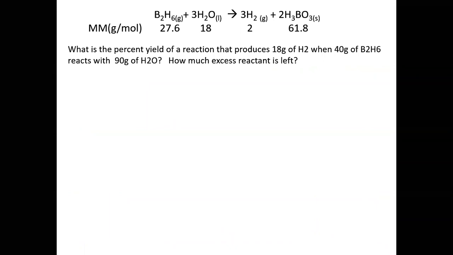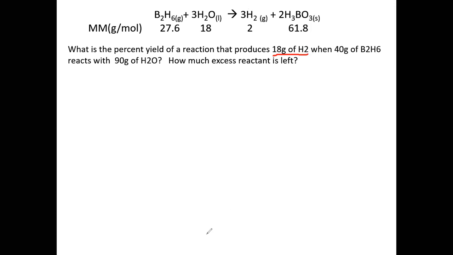So we'll look at one more example of percent yield, and then I have another problem which is a little bit of a derivation off the normal percent yield problem after this one. So here we have this reaction with B2H6 and water that produce hydrogen gas and boric acid. We want to know what's the percent yield of a reaction that produces 18 grams of hydrogen when we use 40 grams of B2H6 and 90 grams of water.